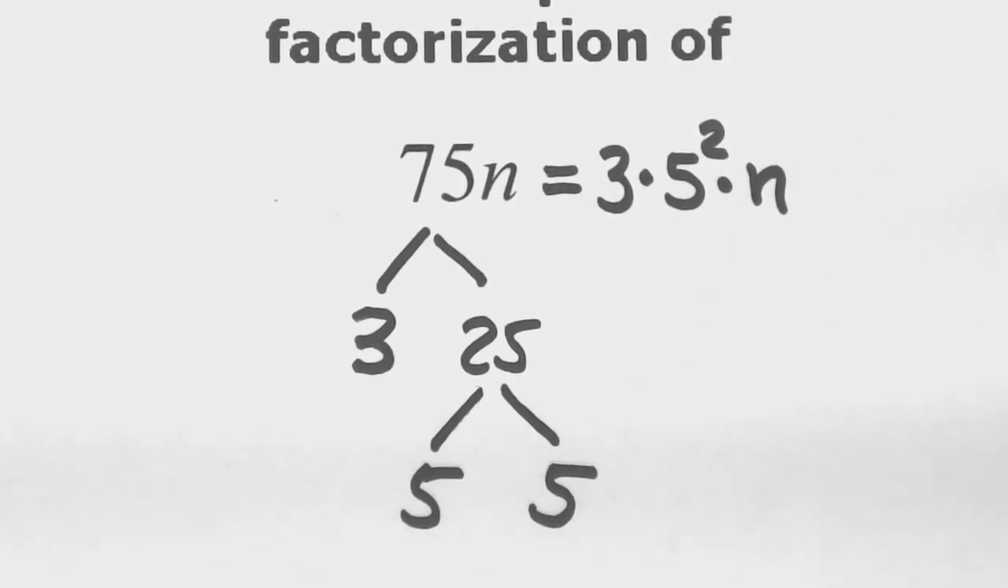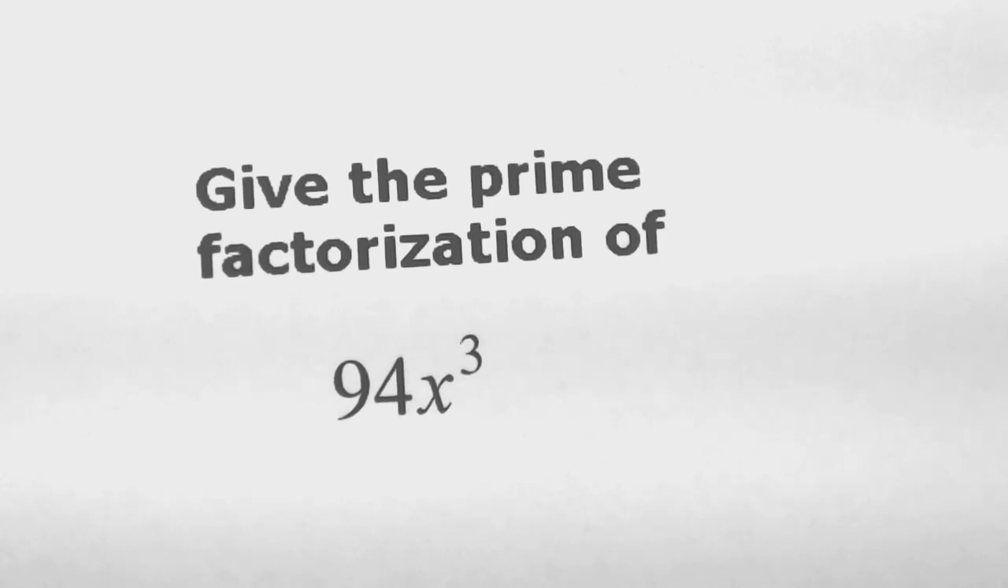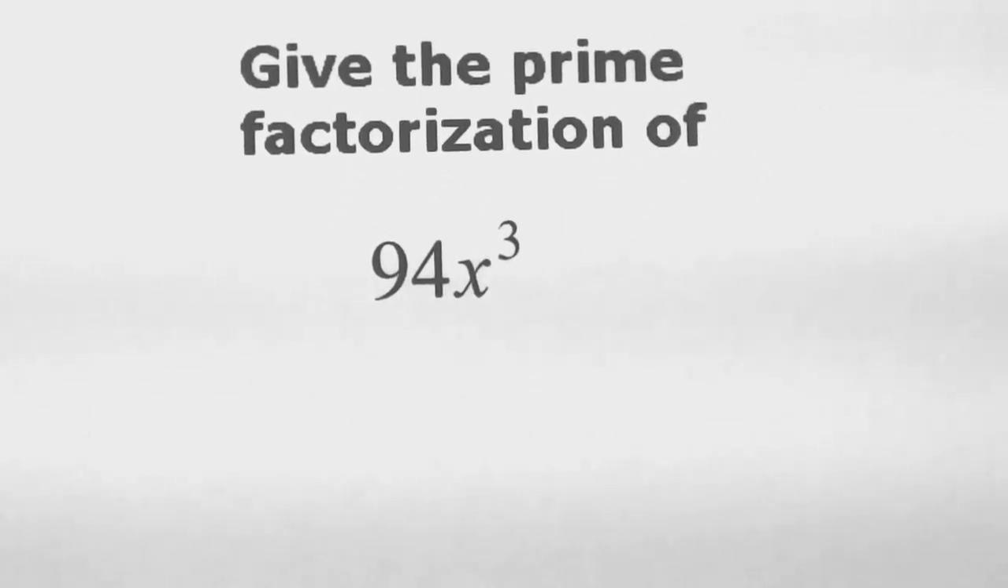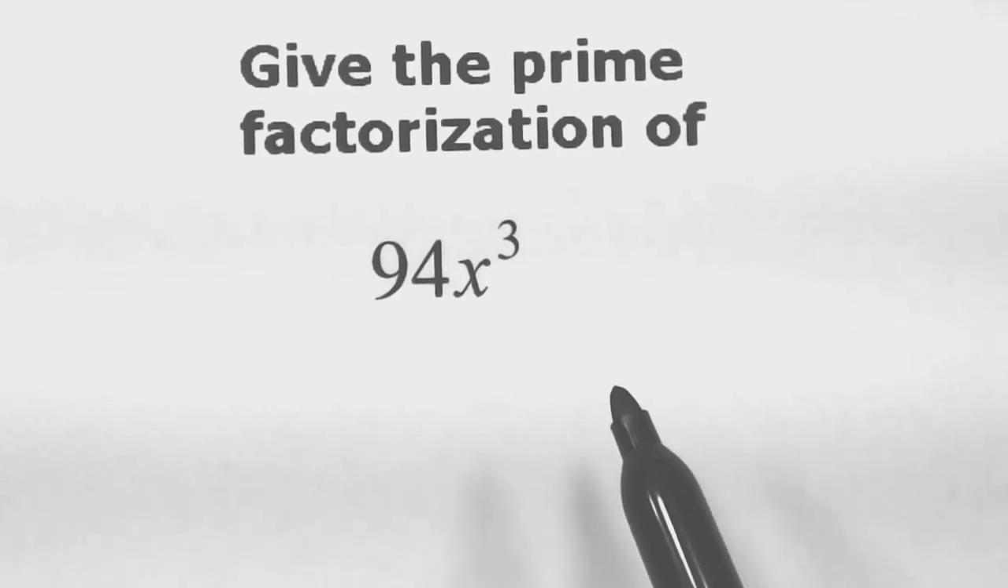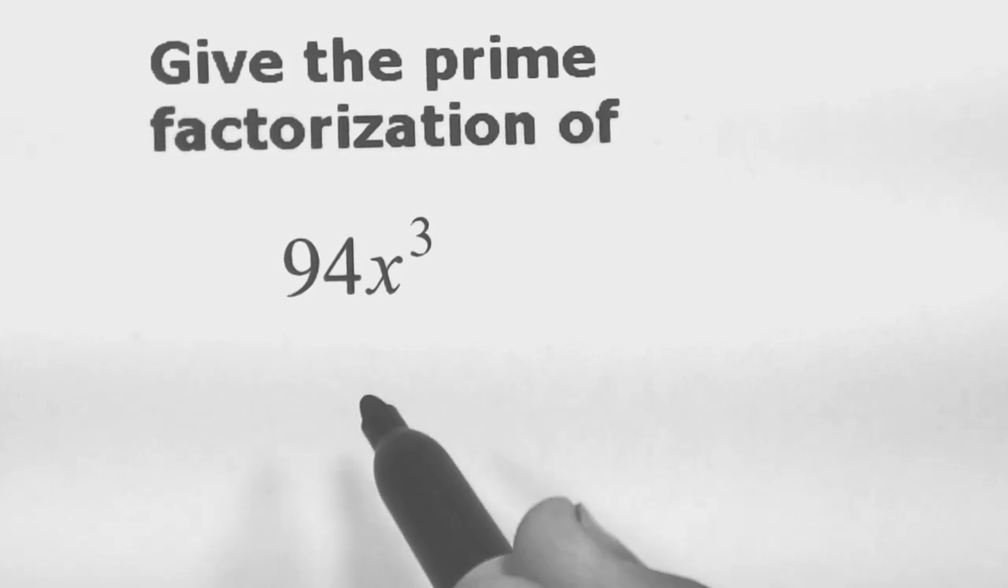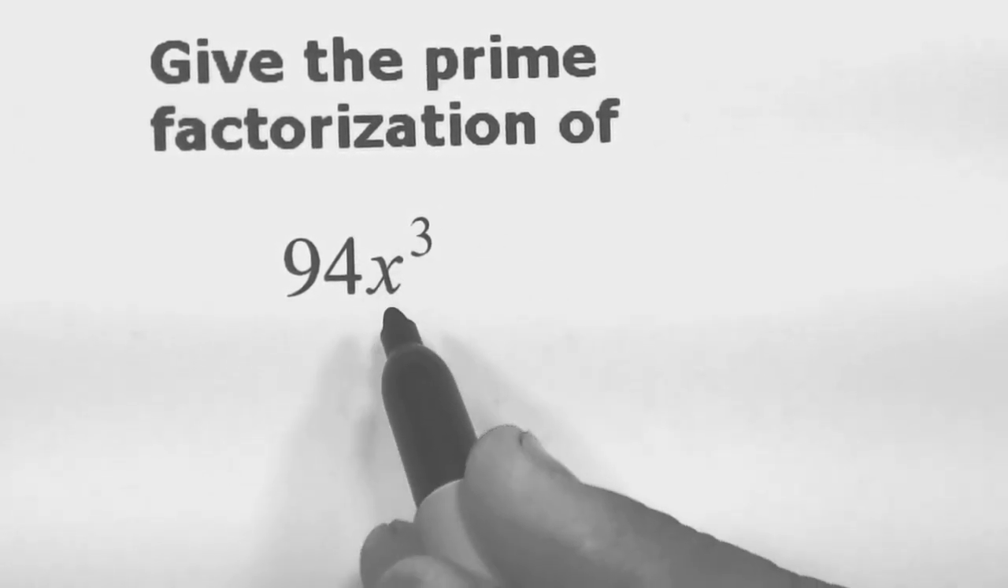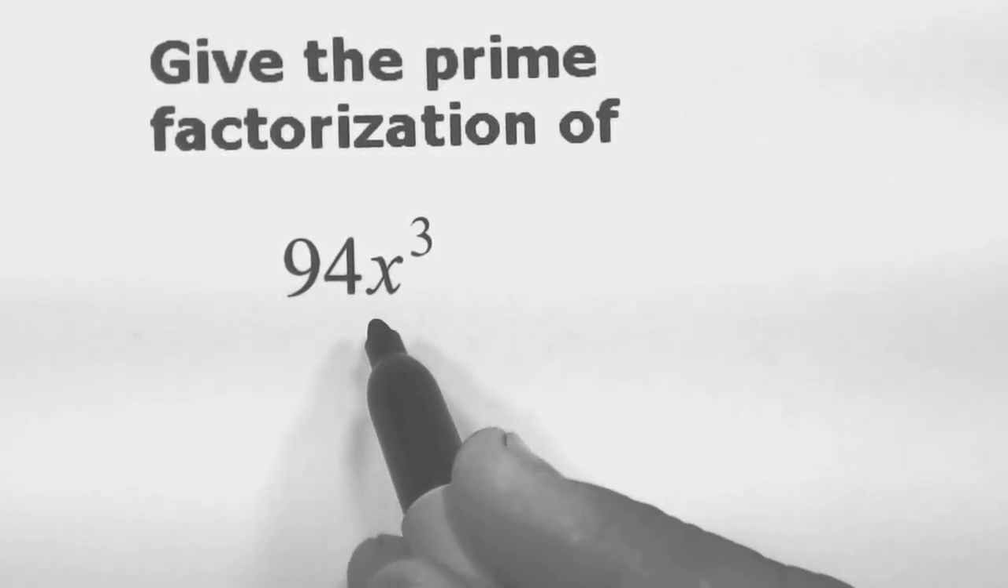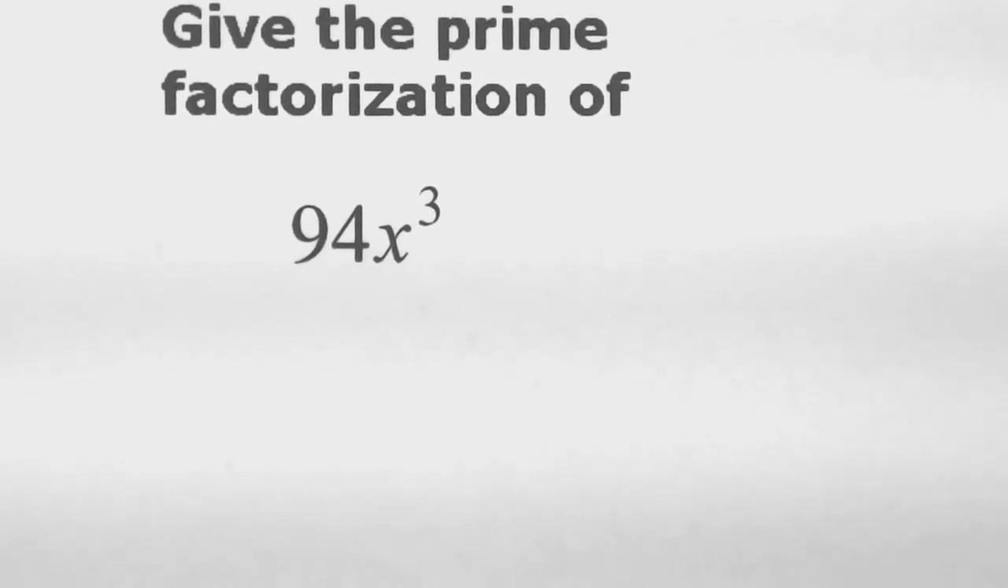So there it is. The variables are easy. It's the numbers that take the work when you do this prime factorization. Okay, let's look at one final example here. This problem, give the prime factorization of 94x cubed. Now again, the variable's easy. We're just going to have x cubed. It's basically factored already. The 94 is what's going to take the work.